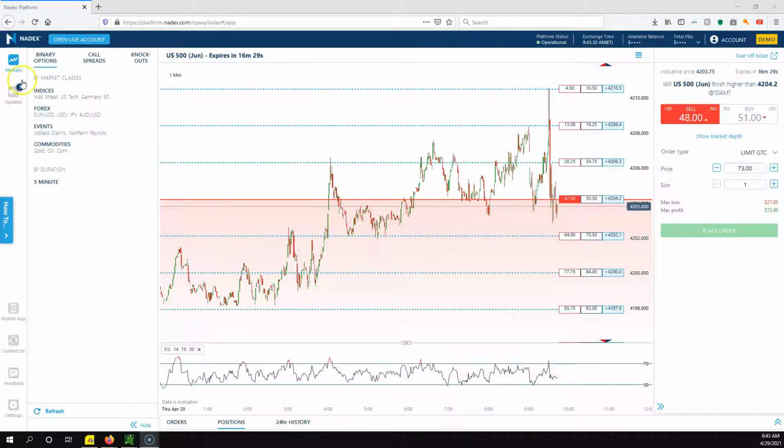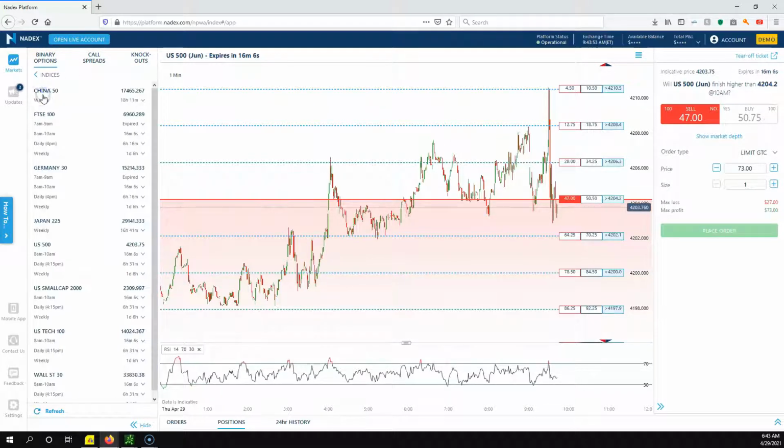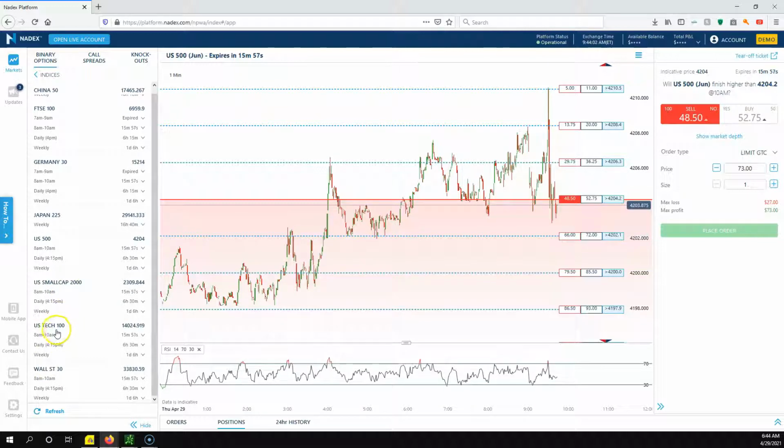So if we come over here, these are the markets, right? You can see I have a chart up. We have binary calls, call spreads, and then knockouts, right? You're able to trade different products for each one. Like if we come over to the binaries, we could trade the indices, right? If we click that, we get China, the FTSE, Germany, Japan, US, small cap, US tech, NASDAQ, Wall Street 30 is the Dow, US 500's the S&P, things like that.